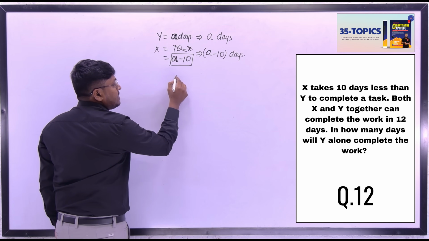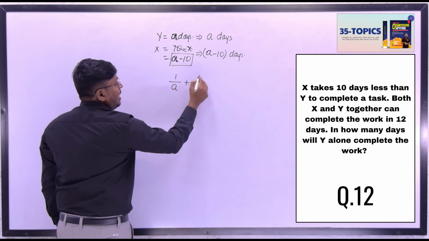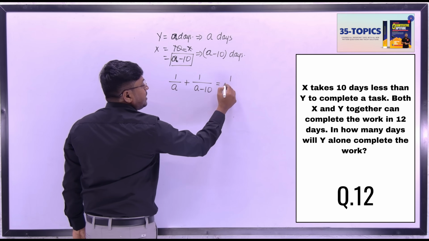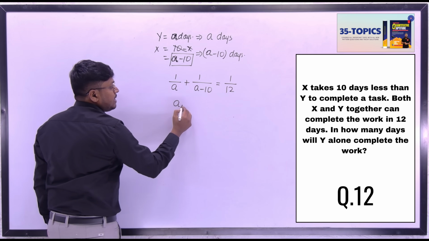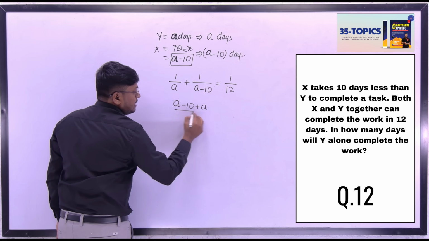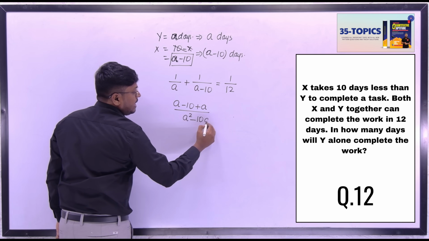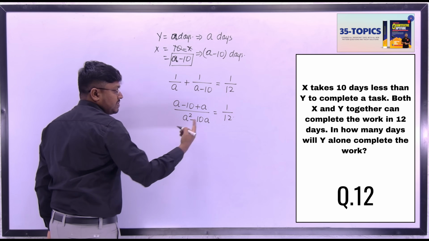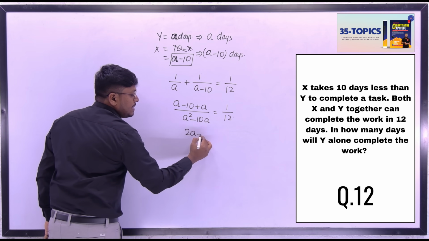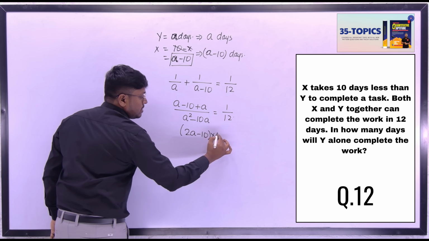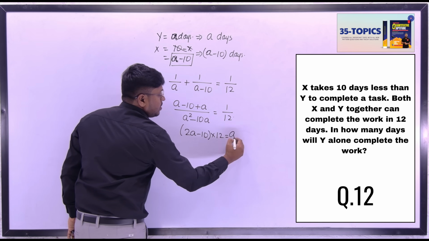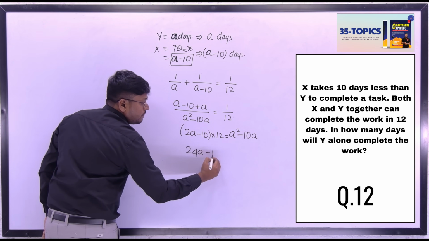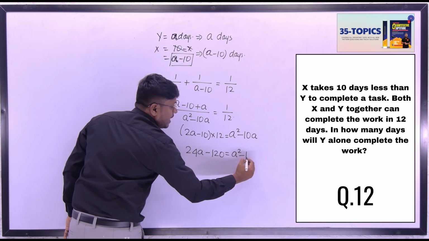That means y will be 1 by a, x will be 1 by a minus 10. If both the persons are working, they can complete the work in 12 days, 1 by 12. So cross multiply it: a minus 10 plus a divided by a square minus 10a is equal to 1 by 12. I think we will get a quadratic equation here, similar to the question we solved. So this will be 2a minus 10, into 12, because we will be multiplying by 12 here, equals a square minus 10a.